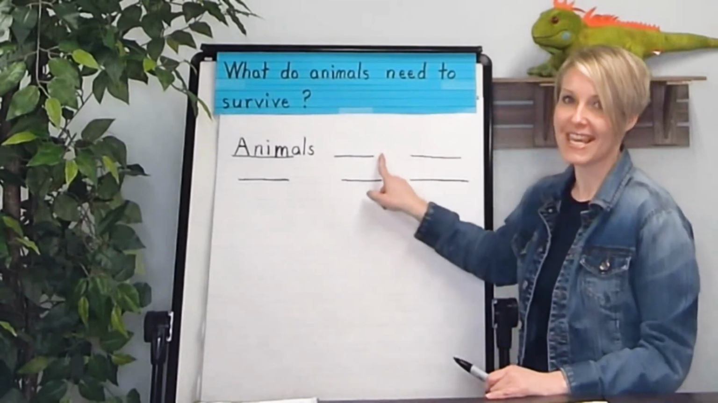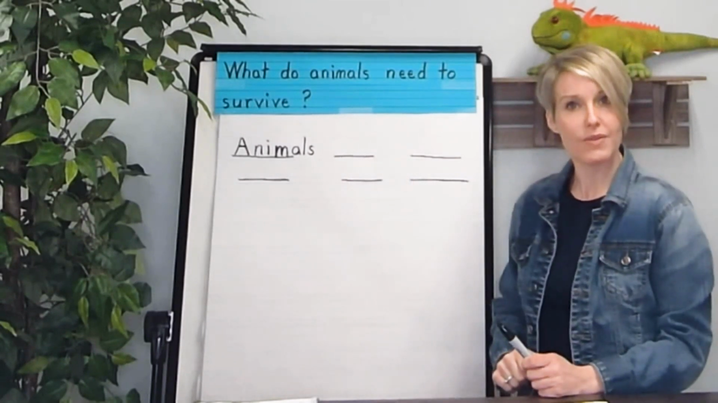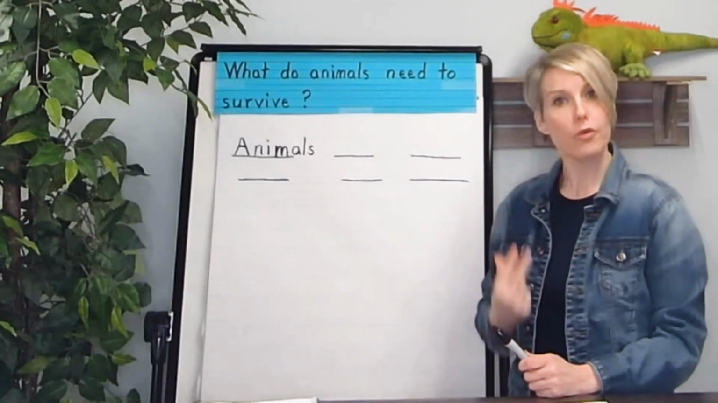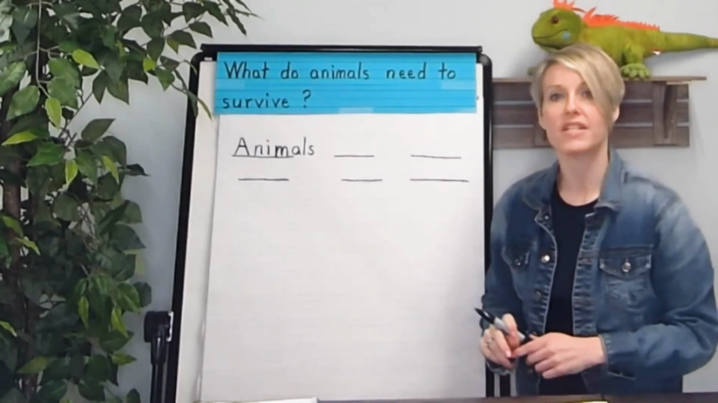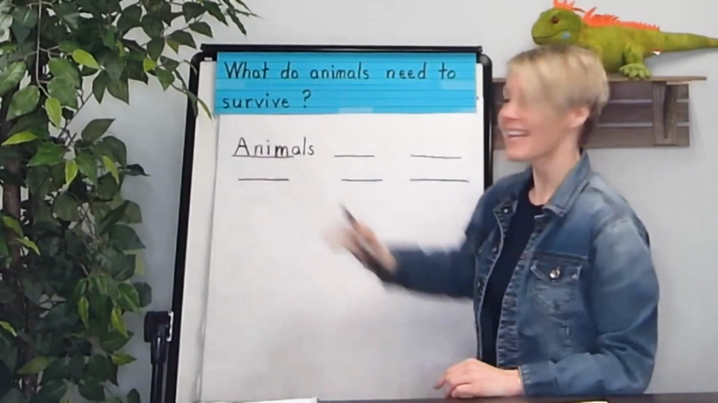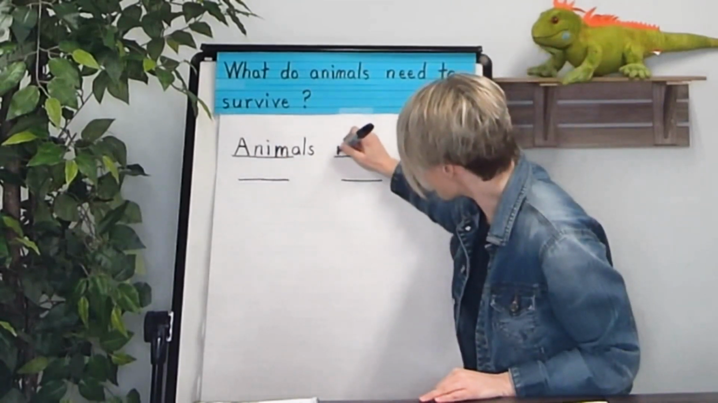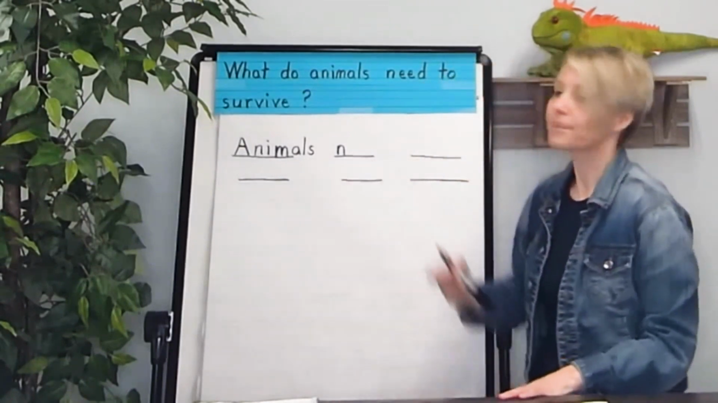Animals need. Let's stretch out the sounds in need. N, E, D. 3 sounds. The first sound is N. We've already made that sound. It's the letter N. Let's do that again. Down, up, and around. N.